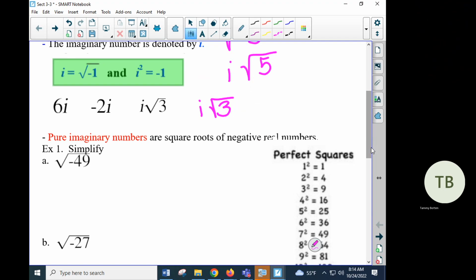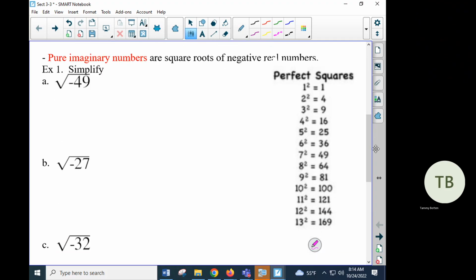So there's a couple different types of problems we're going to do today. And the first one is where we're going to have square roots and we have to simplify them with a negative underneath. Okay. So as I was saying, anytime you see a negative under a square root, that tells you right away you have to pull an i out. And then the square root of 49 ends up being a whole number. The square root of 49 is 7. So this would just be 7i. Normally, they won't give you something that is a perfect square, and you'll see that in the next one.